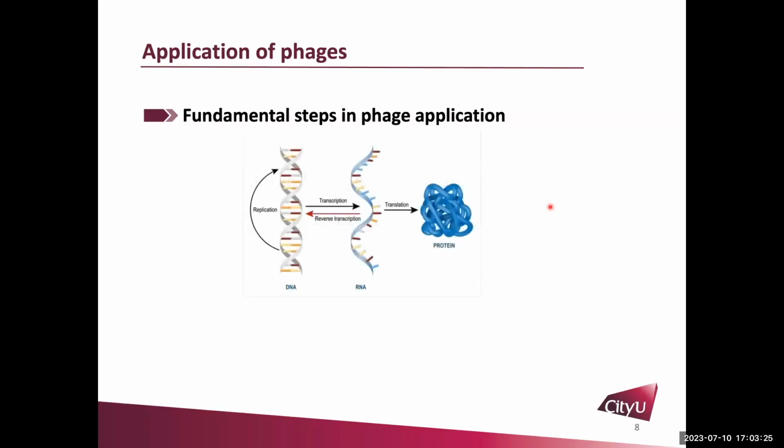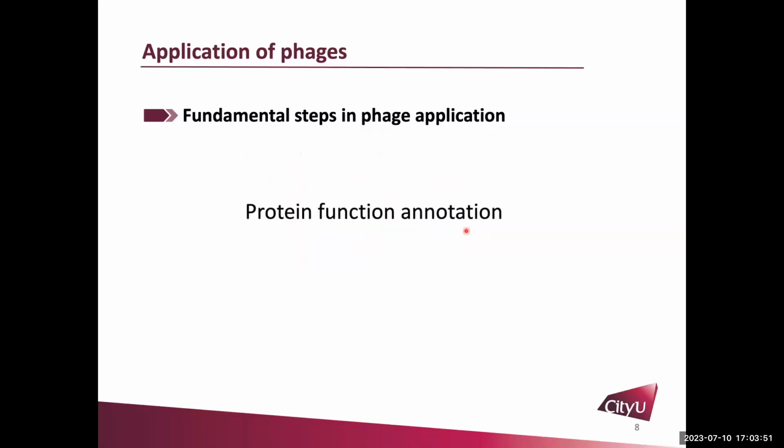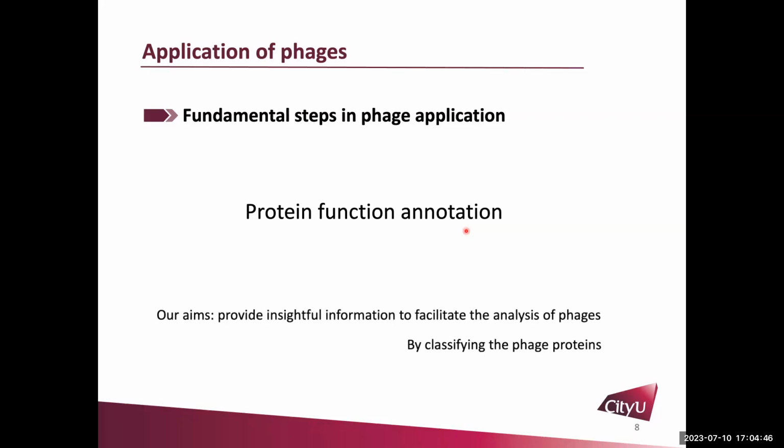A common challenge for this task is that many proteins in phage genomes haven't been annotated. So with very limited protein annotations, it becomes challenging to distinguish phages from other microbiomes and link phages to their bacterial hosts. So in this work, we aim to classify phage proteins to advance the downstream analysis.